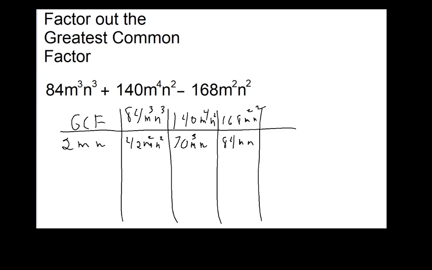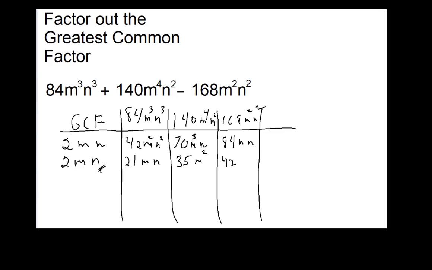Now my numbers are starting to get more reasonable, but they're still all even, and they all have an m and an n, so I'm going to take out another 2mn. And I'm going to get 21 mn, 35 m squared. Now I don't have any more n's left, because here's the n I brought out. And then 2 goes into 84, 42. And I brought out the m and the n, so it's just a 42.